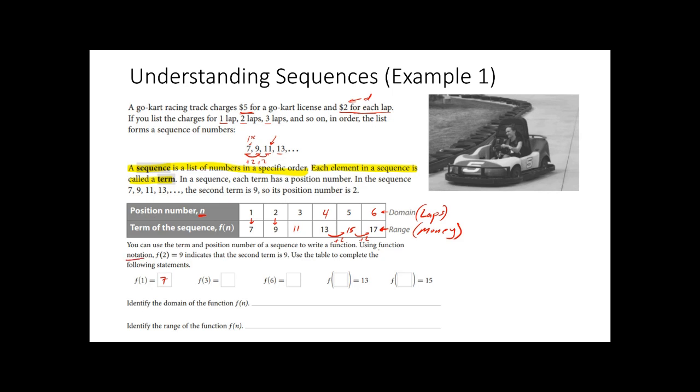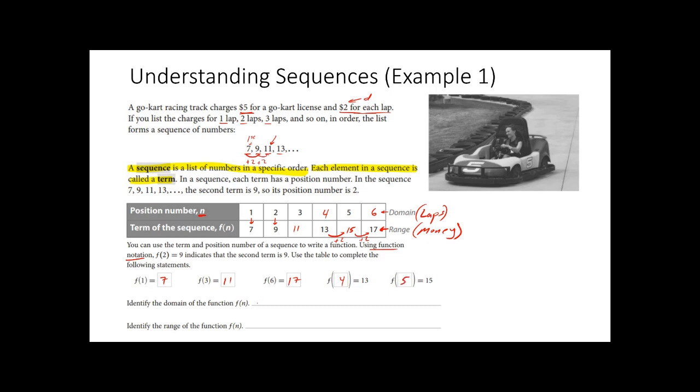Now, with function notation, we're going to go ahead and complete this. So again, f of 1 equals 7. f of 3 is 11, so again, our third lap gives us 11. Our sixth lap gives us 17. What gives us $13? That would be 4 laps. What gives us $15? 5 laps.